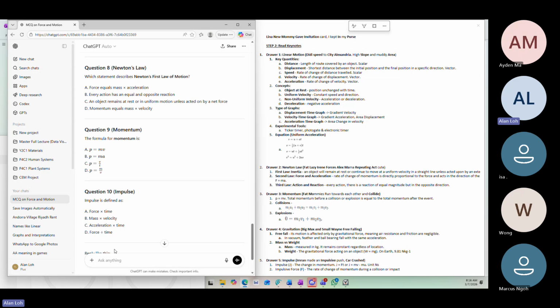3 questions, and I intentionally asked them to change it to the other drawers, not just to focus on drawer number 1. So questions 8, 9, and 10. Which statement describes Newton's first law of motion? I remember the fat Irene, fat, heavy, lazy Irene. Then the formula for momentum. Okay, 8 is C, the fat, lazy Irene, right?